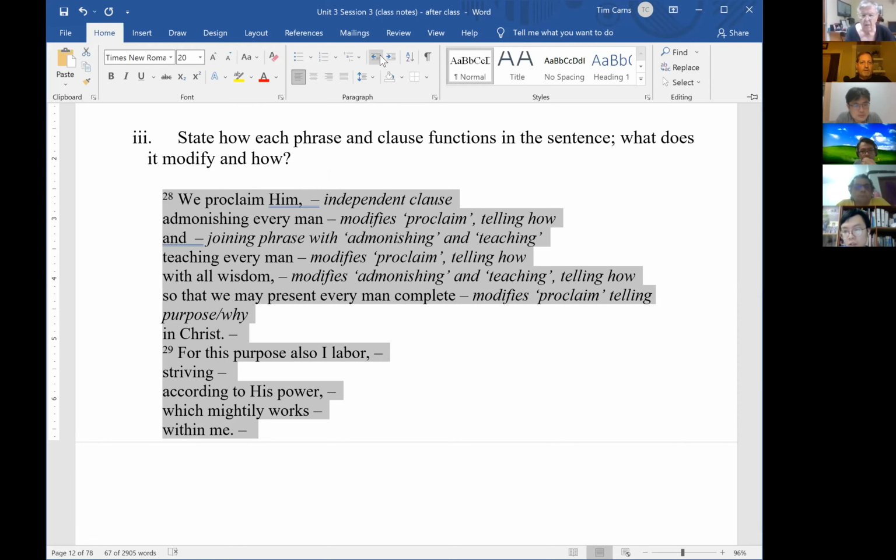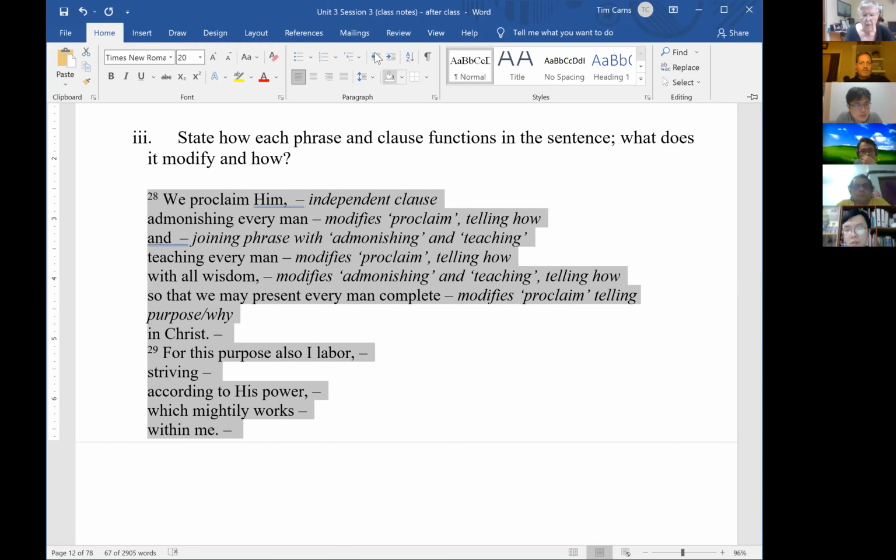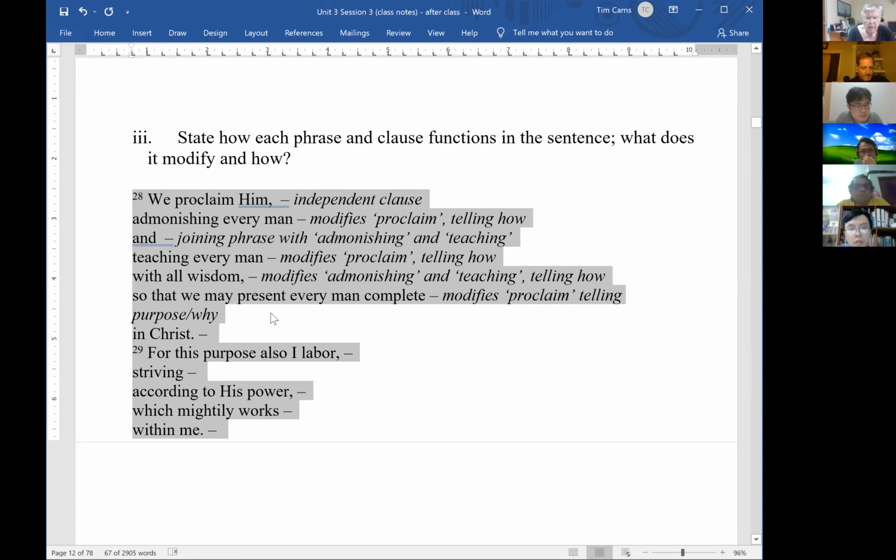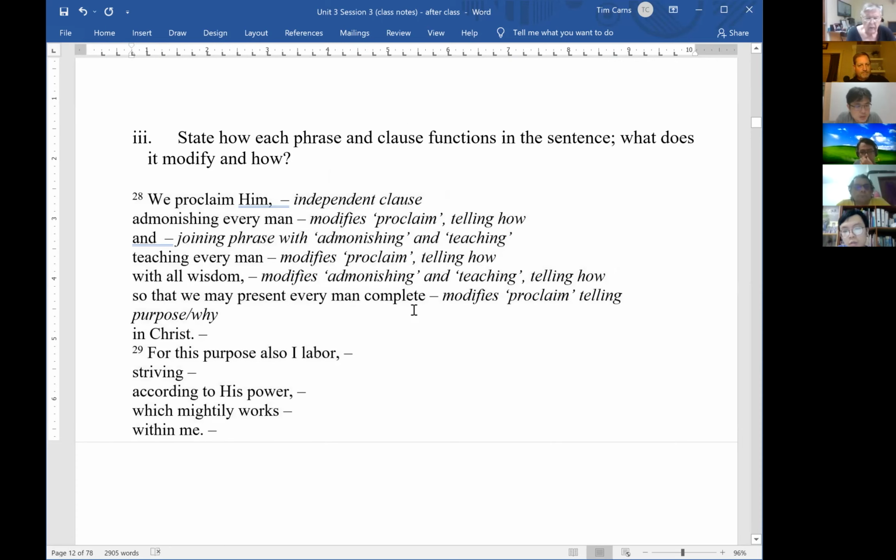The next one here, in Christ. In Christ modifies complete because it defines what complete is, or rather it defines the boundaries of being complete. Okay. Yeah. All right, that's about it.